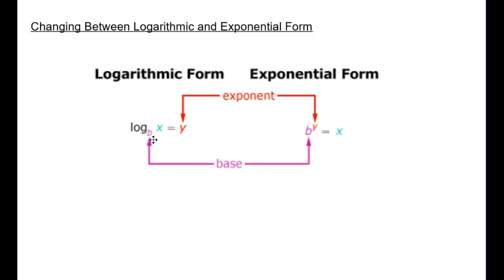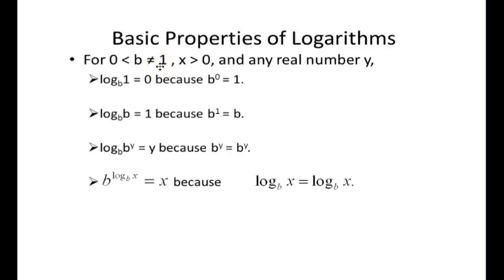So the base of our logarithm becomes the base of our exponential. The value we're equal to in our logarithm becomes the exponent. The value of our log, x, is the value we're equal to in the exponential. This is something you just need to remember because we're going to use these conversions when we start solving these equations. Below are a few basic properties of logarithms that are useful when we start simplifying. If you can remember these, it makes the process a lot easier when you start solving these problems.